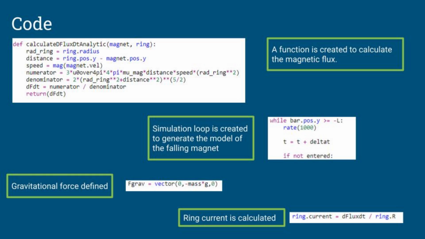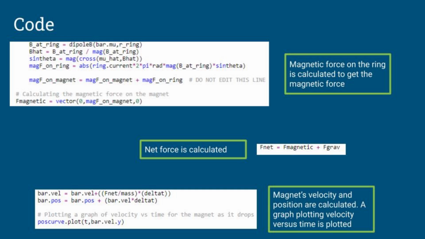The gravitational force is defined. The ring current is calculated by dividing the change in flux by the resistance, and the magnetic force on the ring is calculated by using the magnetic force formula defined at the beginning of the presentation. The net force is found by adding the magnetic force and the gravitational force. The magnet's velocity and position are calculated using Newton's second law, and a graph of velocity versus time is plotted to finish out the loop.